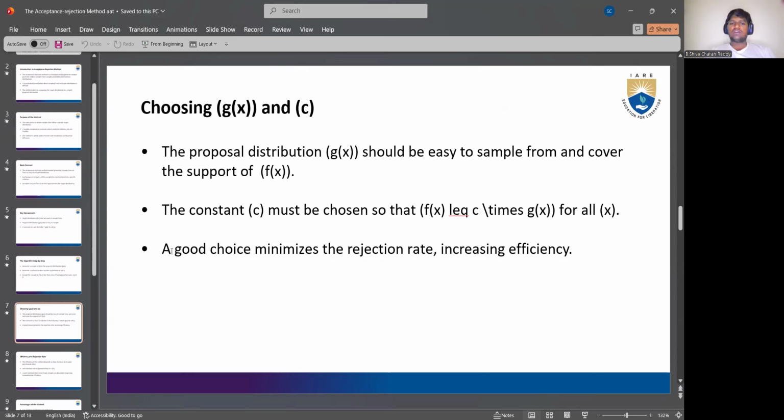Coming to choosing g of x and c. The proposal distribution g of x should be easy to sample and cover the support of f of x. The constant c must be chosen so that f of x is less than or equal to c times g of x for all x. A good choice of c minimizes the rejection rate, which will also help in increasing the efficiency.